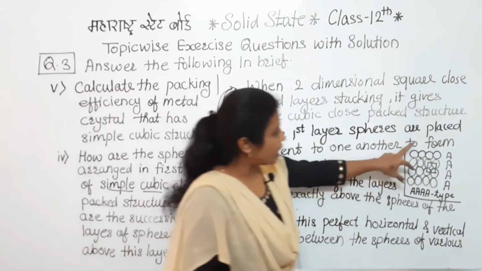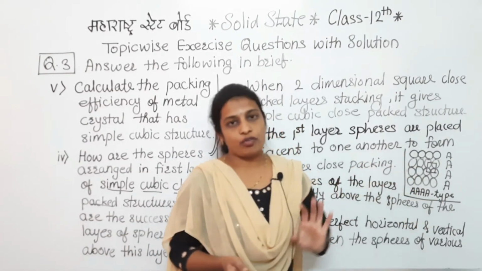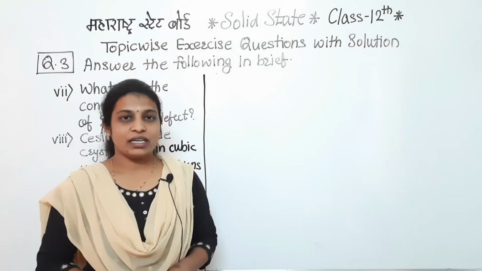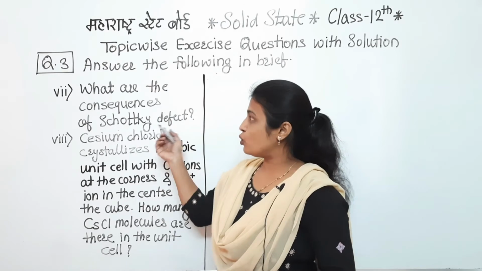So here we are getting that AAA type of structure. Hope everyone understood that question. Now we will discuss two questions. What are those two questions? See.